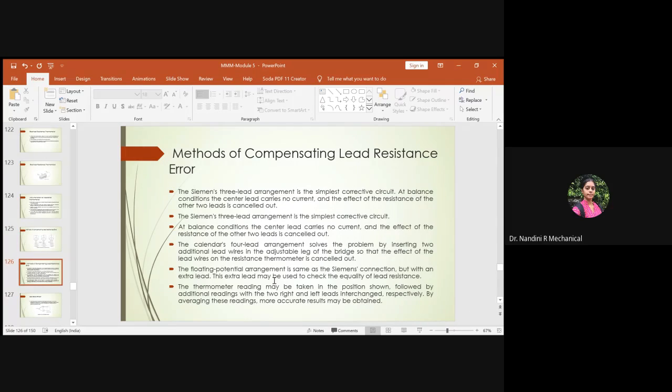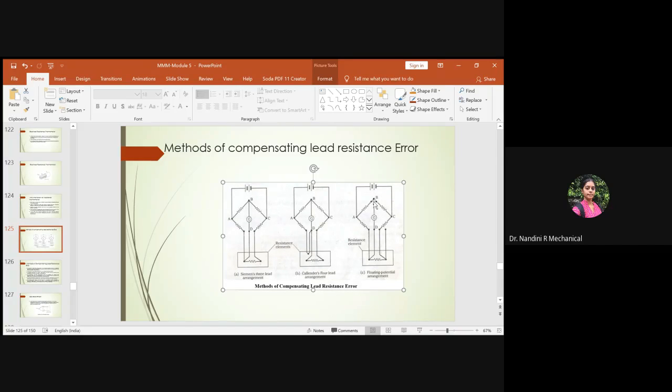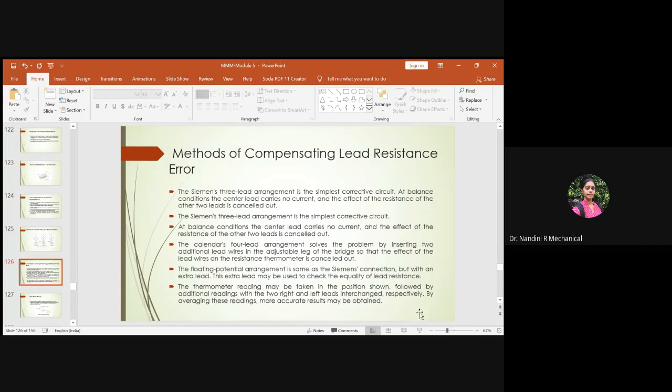This extra lead may be used to check the equality of the lead resistance. So suppose you have the lead resistance passing through this. So this will be 0, which will not offer the electric current to pass through. Here you will have the change in resistivity with respect to the ambient condition. Both will be equal and it gets nullified, which is similar to our Siemens three lead arrangement. So the only thing is you have an extra lead wire. Why is it being used?